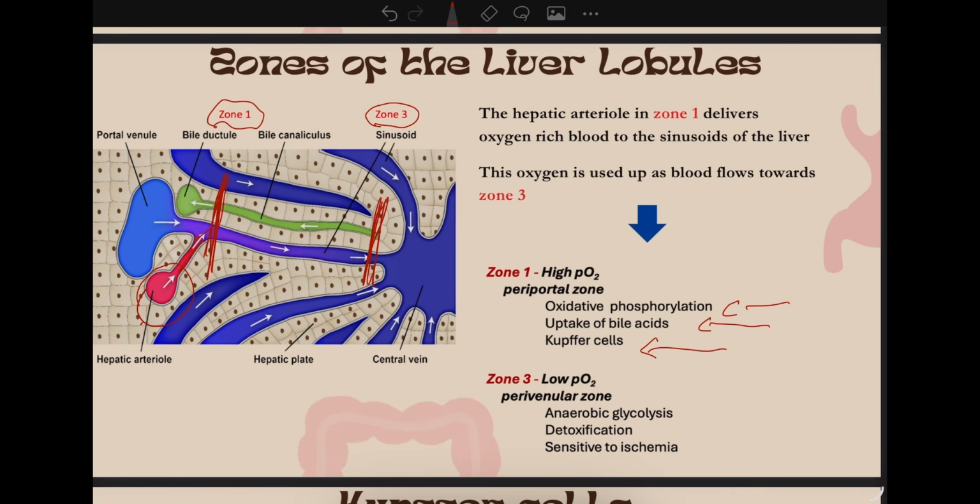And they also have Kupffer cells, which are macrophages that we'll be talking about of the liver.